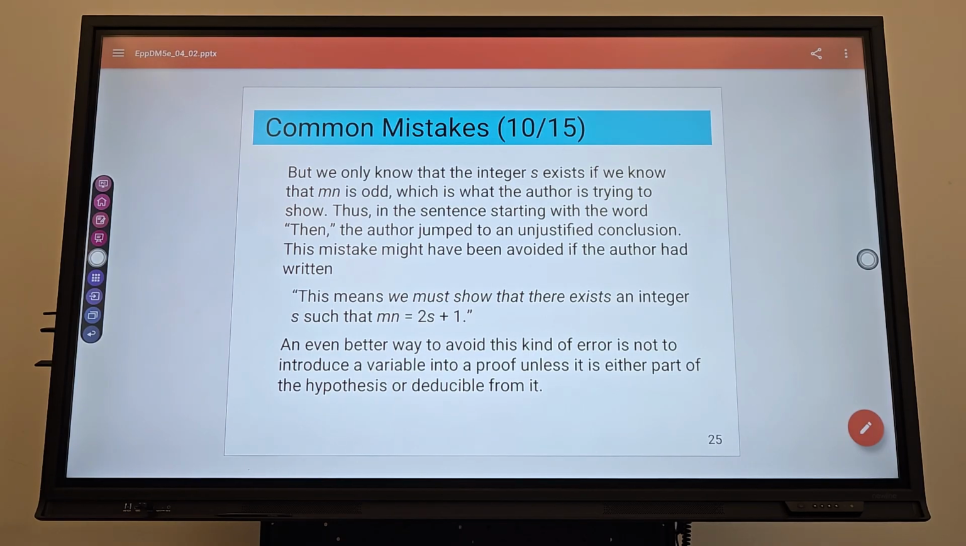This mistake might have been avoided if the author had written, this means we must show that there exists an integer s such that mn equals 2s plus 1. An even better way to avoid this kind of error is not to introduce a variable into a proof unless it is either part of the hypothesis or deducible from it.